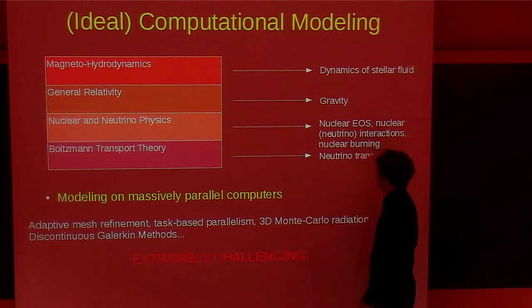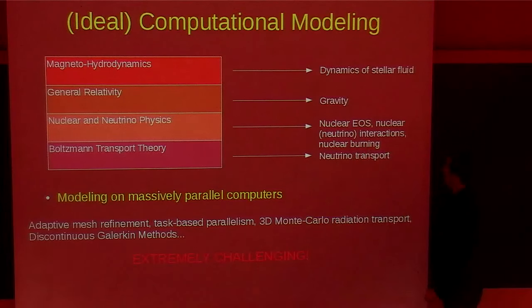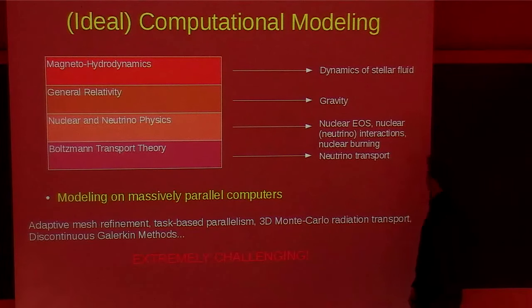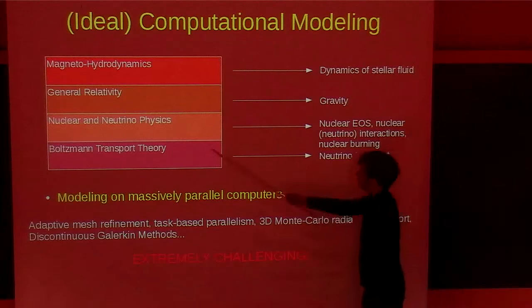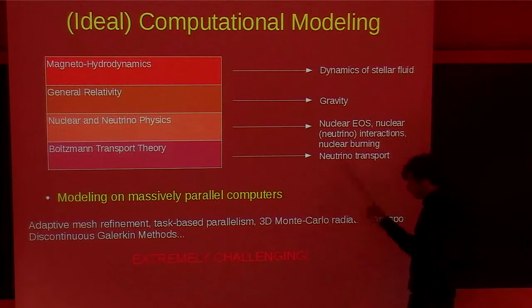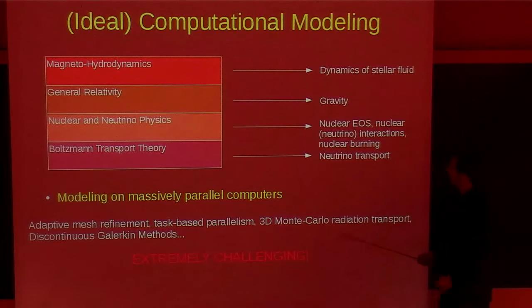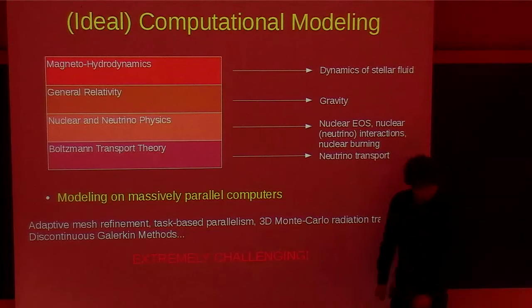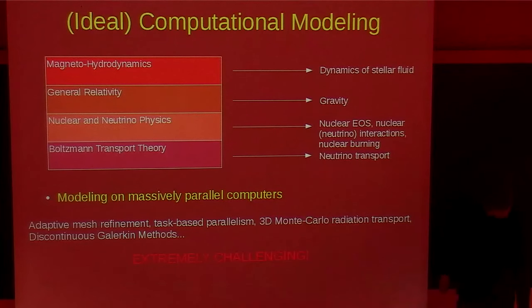We need nuclear and neutrino physics. We need to have a nuclear equation of state because we have neutrino interactions. We have electron-positron pair production. We have nuclear burning. And ultimately, we also need a Boltzmann transport theory because later, during the later stages of the collapse, electron-positron pairs annihilate and create neutrinos. And ultimately, this should also be modeled via some neutrino transport scheme. But unfortunately, this means if you want to model all that, you require massively parallel computers and a very sophisticated scheme. So that's beyond the scope of our computation models so far.